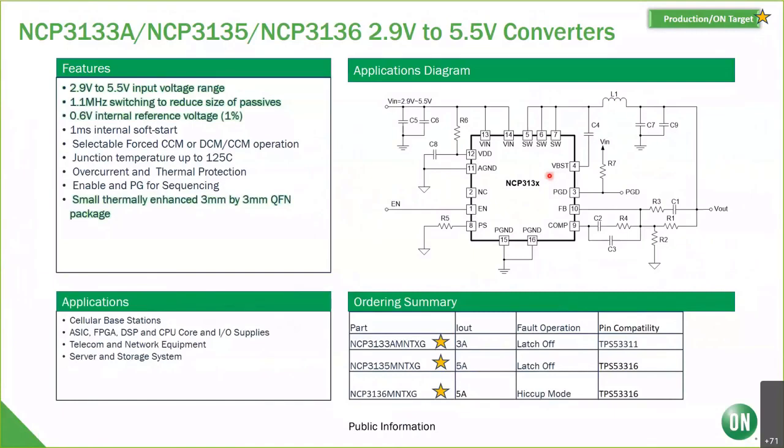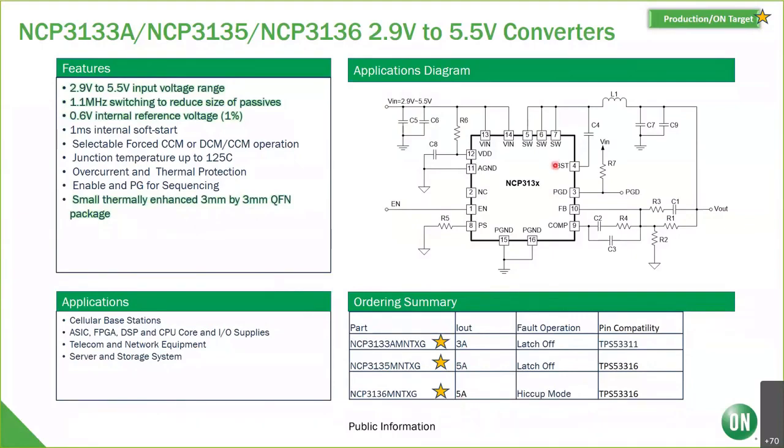If you're a little bit averse to a CSP, we also have some really nice QFN devices. This is our 3x3 NCP3133, 3135, 3136 family. The 3133 puts out 3 amps, the 3135 puts out 5 amps, and the 3136 puts out 5 amps. And these are all 3x3 millimeter QFNs.